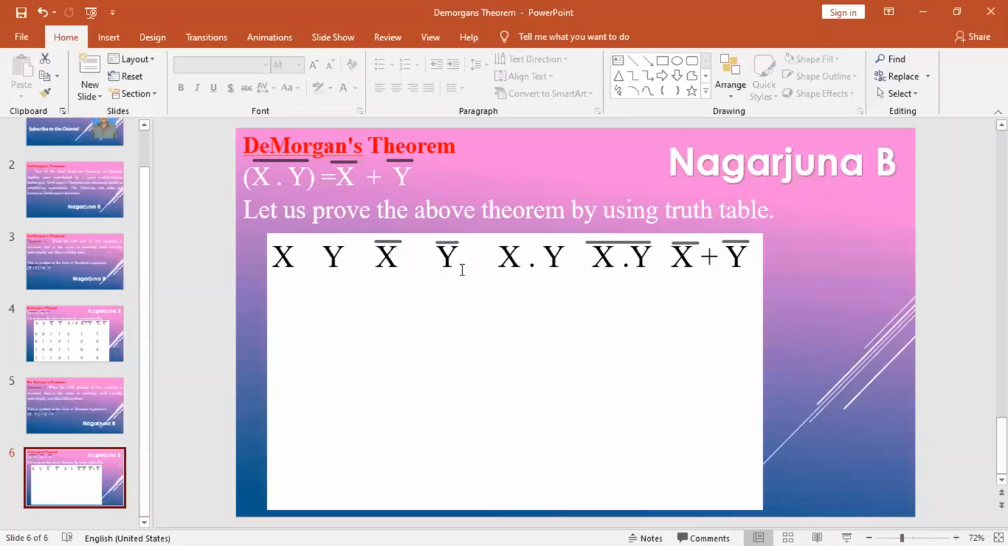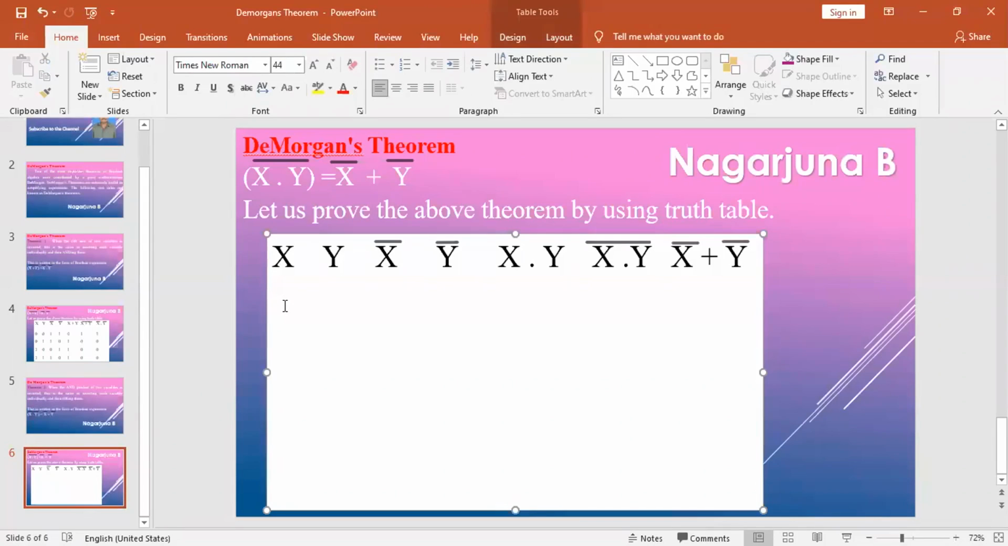DeMorgan's theorem 2 says that when the AND product of two variables is inverted, it is same as inverting each of the variables and ORing them. That means x dot y whole bar is equal to x bar plus y bar. Let us prove this one by using a truth table.